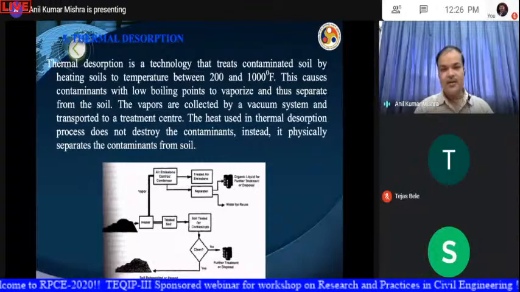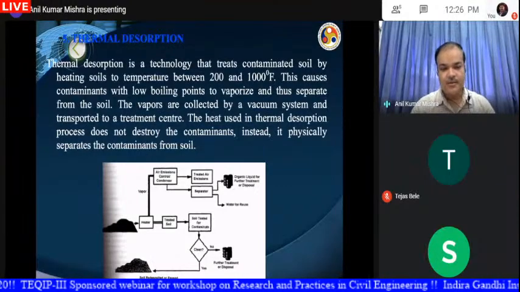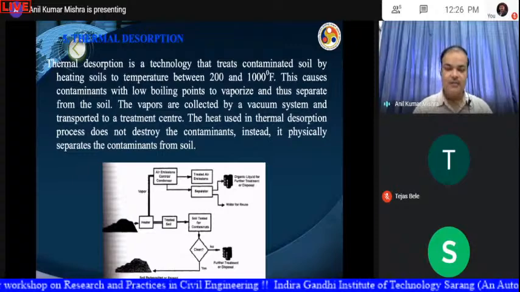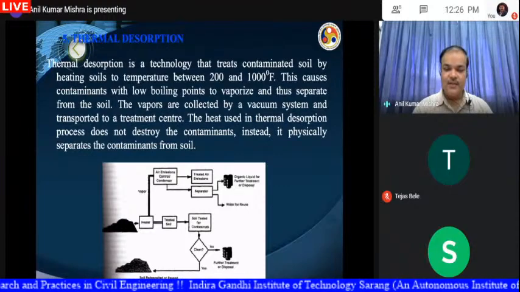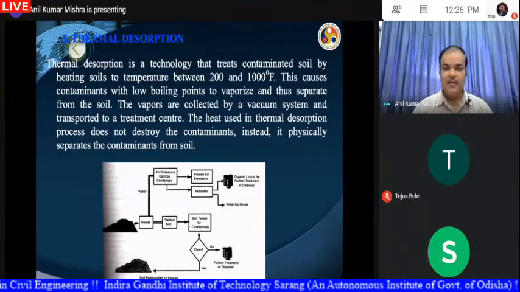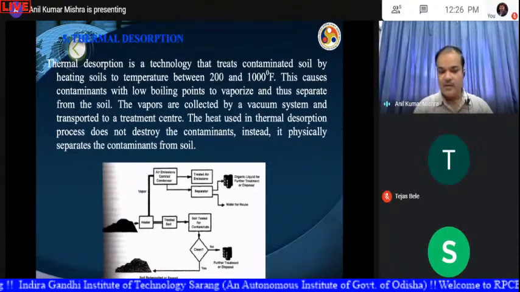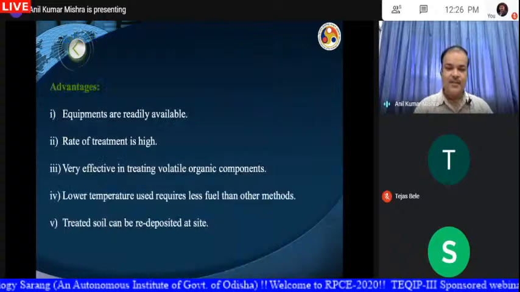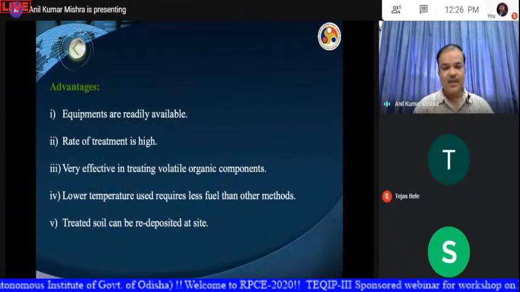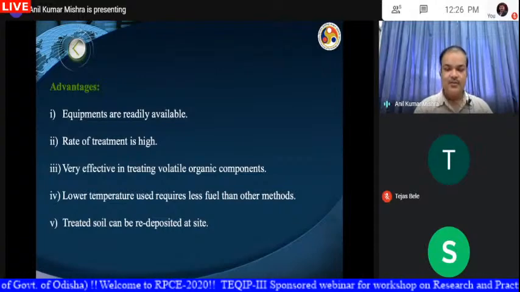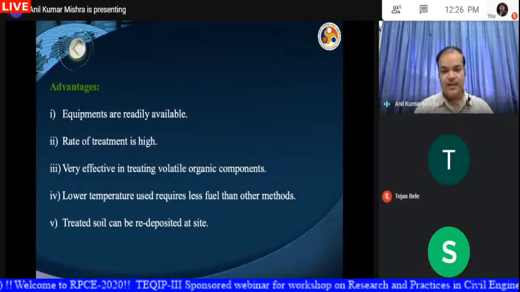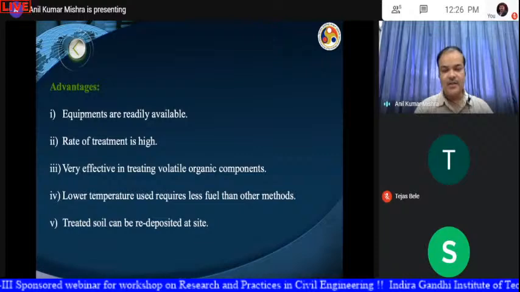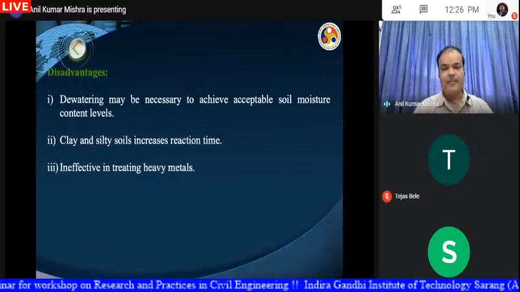Then another technique is called thermal desorption. In thermal desorption, the contaminated soil will be heated between 200 to 1000 degrees Fahrenheit. So when we heat the contaminated soil, the volatile contaminant will be removed from the soil. So it's a very simple technique. The rate of treatment is also high, and it is mostly used for treating volatile organic compounds. Low temperature is used and it requires less fuel, and the treated soil can be redeposited at the site.